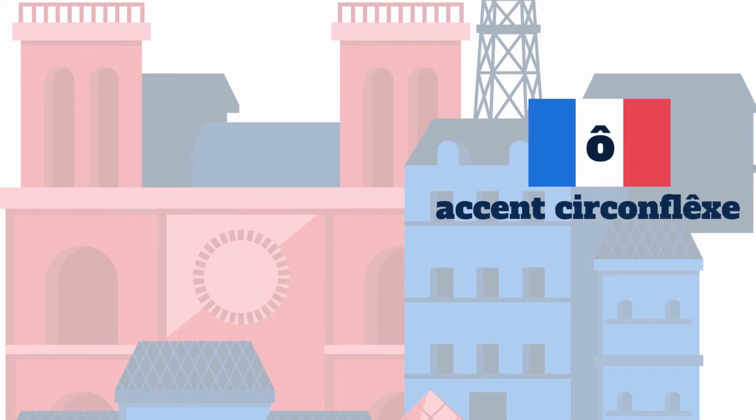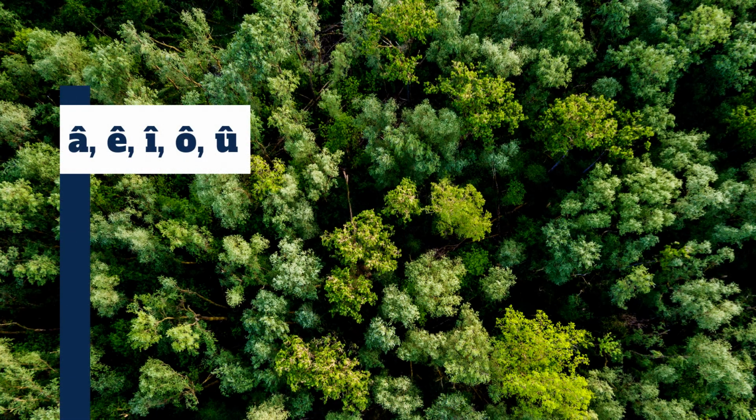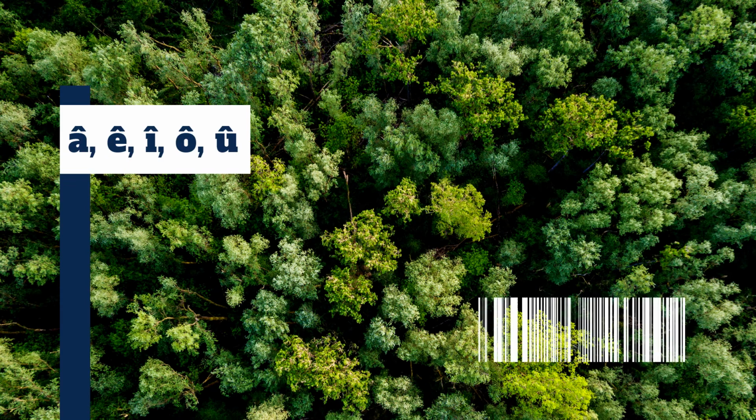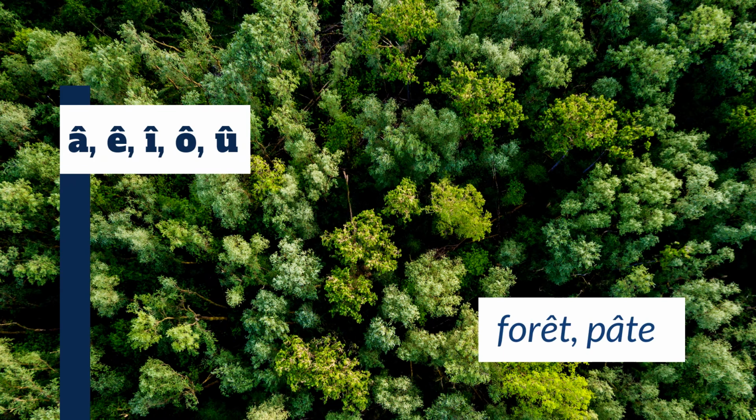Next, let's look at accent circonflexe. This accent may appear on any vowel, however, it does not change the pronunciation of these vowels. These examples are pronounced like forêt and pat. The accent circonflexe often indicates that an S followed that letter in Latin. We can clearly see now that these words mean forest and paste.